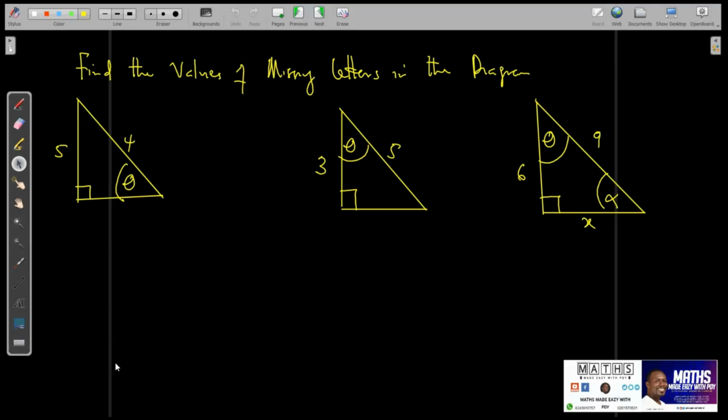Okay, so this is the question I left you to try your hands on. Can you share your submissions with me? Then I can move on to today's activity. So we have three questions. Question number one, you are to find the missing letters. So question number one, we are to find the value of theta.